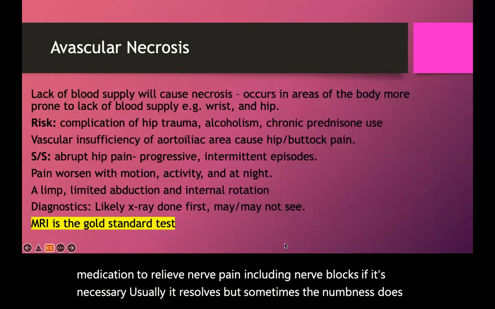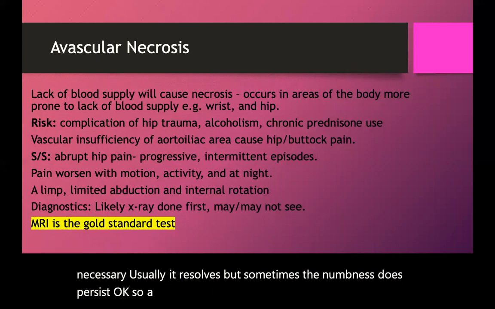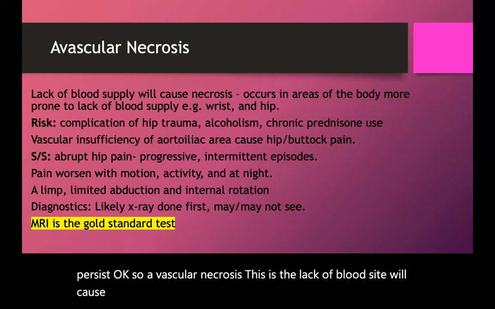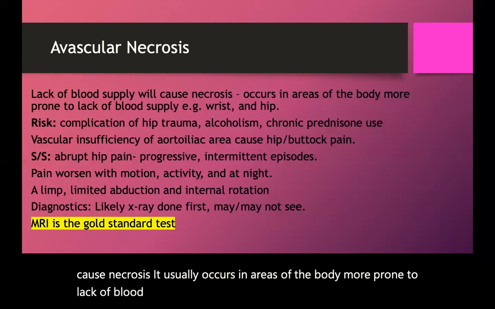Okay, so avascular necrosis. This is where lack of blood supply will cause necrosis. It usually occurs in areas of the body more prone to lack of blood supply, like the wrists and the hip.